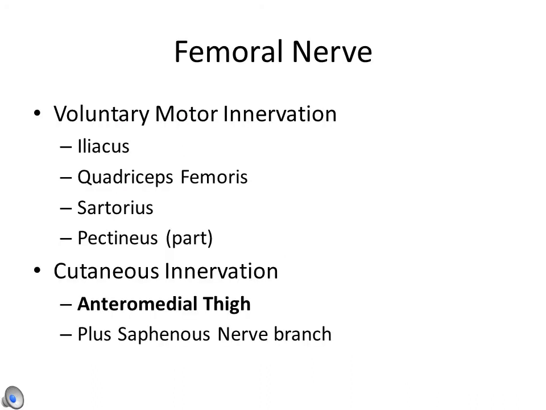The femoral nerve is a part of the lumbosacral plexus, is a posterior division nerve with contribution from L2 through L4. This nerve has both voluntary motor innervation and cutaneous innervation. The motor innervation gives voluntary motor function to iliacus, quadriceps femoris, sartorius, and part of pectineus. The cutaneous innervation goes to the anteromedial thigh. The femoral nerve also has a cutaneous branch called the saphenous nerve.